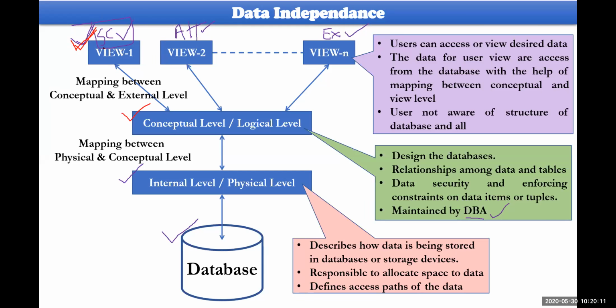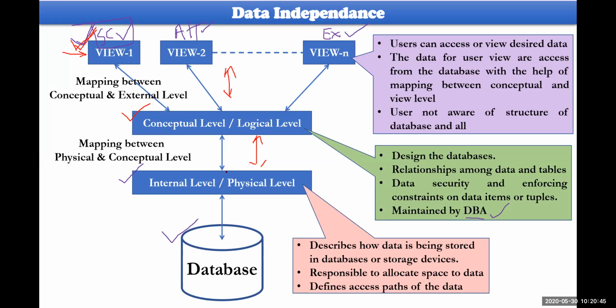So if the external level makes any kind of modification in its database, that need not be reflected in the conceptual level. Such non-reflection in the conceptual level is called logical data independence. Logical data independence happens between these two, the external level and the logical level, whereas physical data independence happens between the logical level and the internal or physical level.